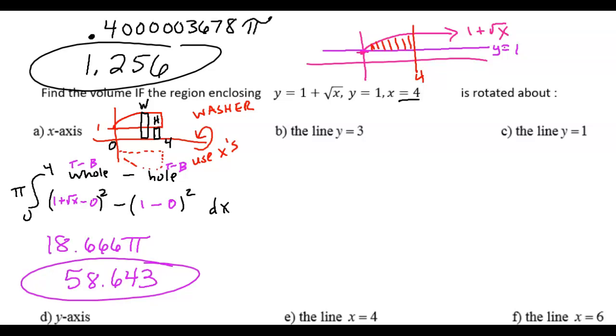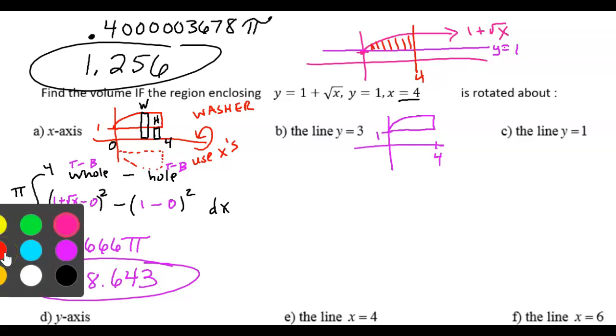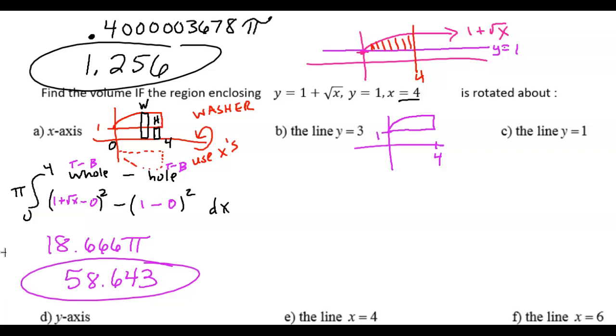All right, the next one. We've got this region. Here's 1. That's at 4. And we want to spin it around y equals 3. So if x equals 4, 1 plus the square root of 4, that's 3. So this ends at 3, and so I'm actually going to spin it around that line. And so on the outside, it's going to look like a smooth cylinder, but on the inside, we have that curvy kind of tulip part missing.